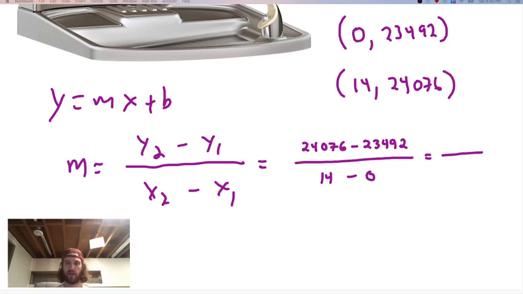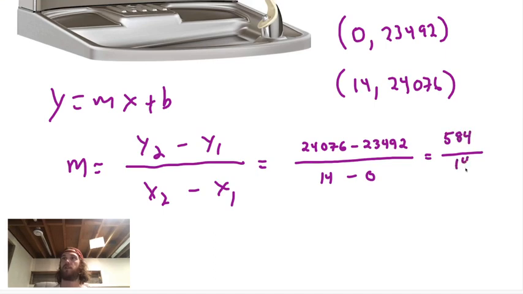All right, I had to go get my calculator. So let's do some math here. 24,076 minus 23,492 is 584. So that's 584, and then we have 14 on the bottom. And this is our slope. So rather than leaving it as 584 over 14, let's write it as a decimal so we can think about what's going on. Remember, what are the units of 584? That's bottles.